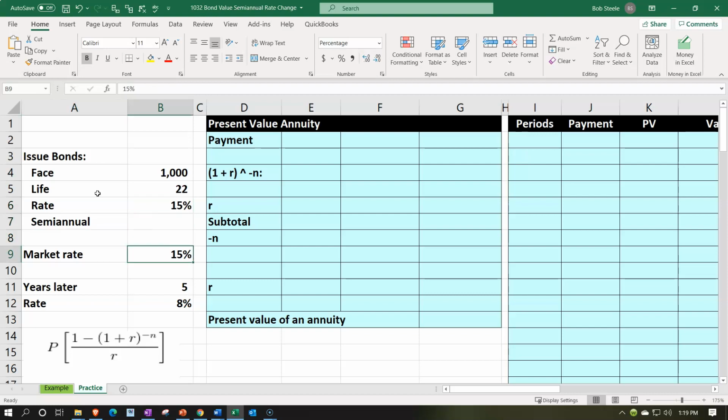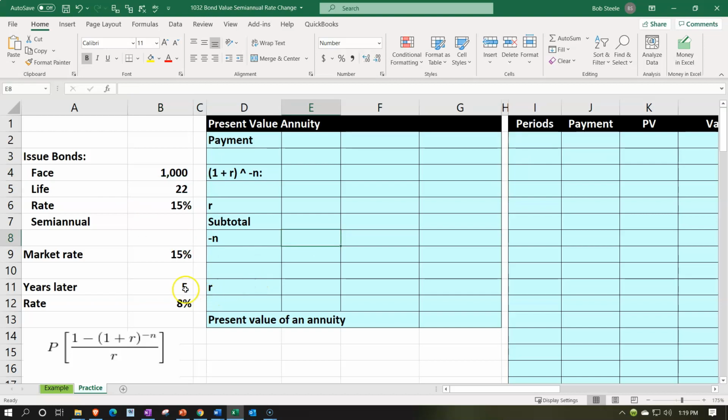The life is going to be 22 years, and the rate is going to be 15% with semi-annual payments. We're going to start off with a market rate that's 15% as well, imagining that we issued the bond. Basically, when we first issue the bond, we try to have the rate, of course, match the market rate so that we could sell it for the face amount. However, it's less intuitive that the face amount will be the 1,000 when we do the present value calculations for it. So let's prove that first.